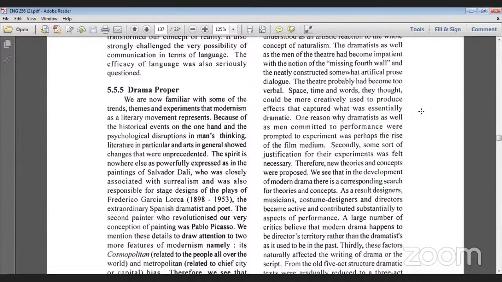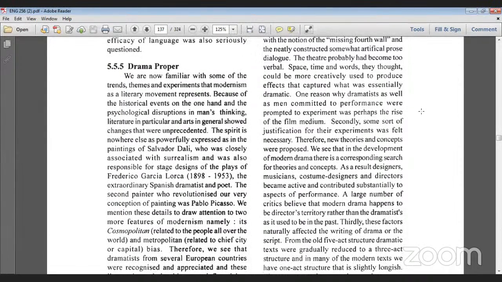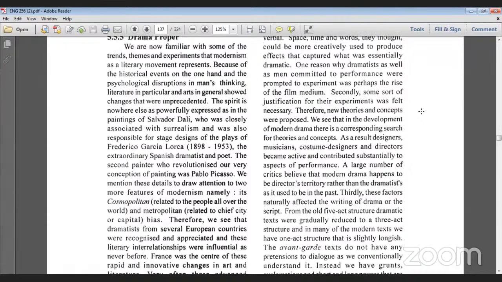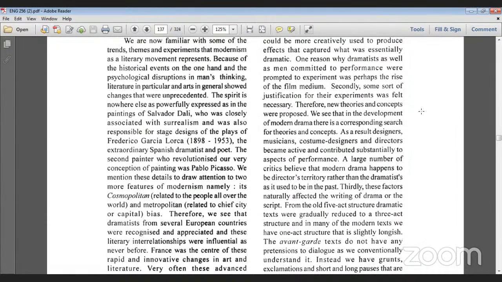Literature is particularly an art in general. Changes were decided. The spirit is now as powerfully expressed as in the painting of Salvador Dali, who was closely associated with surrealism and was also responsible for the stage design of the plays of Federico Garcia Lorca, 1898 to 1956, the extraordinary Spanish dramatist and poet.